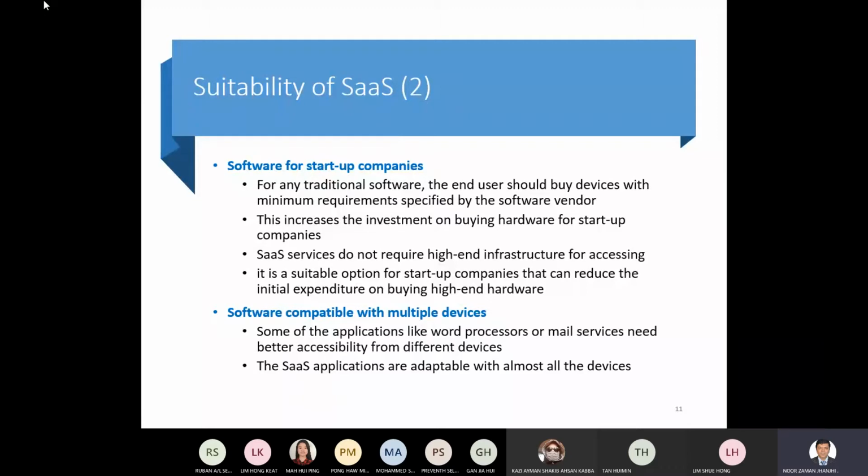So that's why it is the most suitable for startup companies, and for software that is compatible with multiple devices as well. This is more suitability. Say, for example, a marketing company at the startup stage has clients from different regions, with different languages, and using different operating systems. So that is the most suitable for them, and they can go for this model.